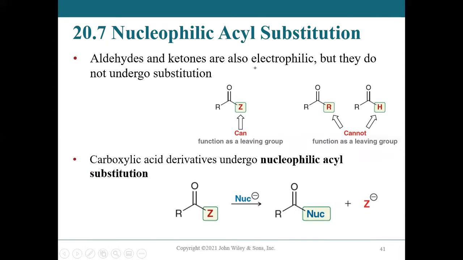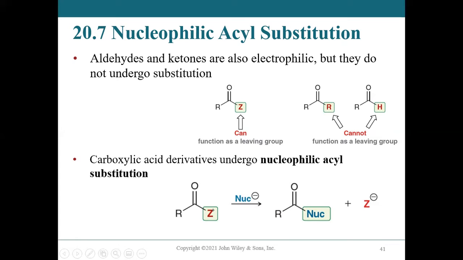Aldehydes and ketones are also electrophilic, but they do not undergo substitution. If we think about this Z group, chloride or another carbonyl in the anhydride or ester are better leaving groups. In aldehydes or ketones, either the alkyl group in ketones or the hydrogen in aldehydes are not good leaving groups. Carboxylic acid derivatives undergo nucleophilic acyl substitution.